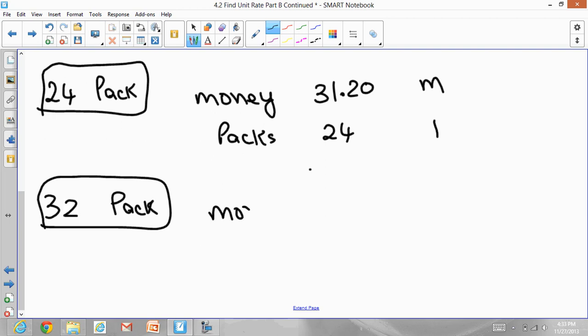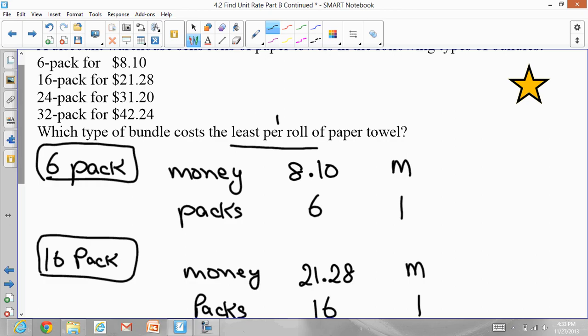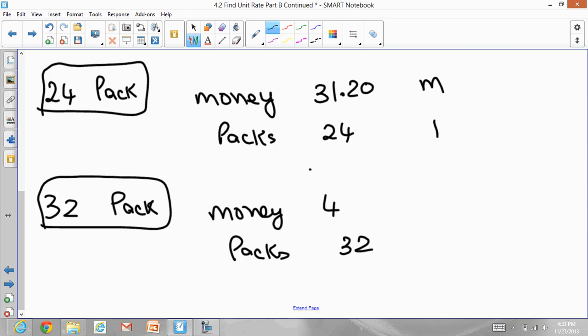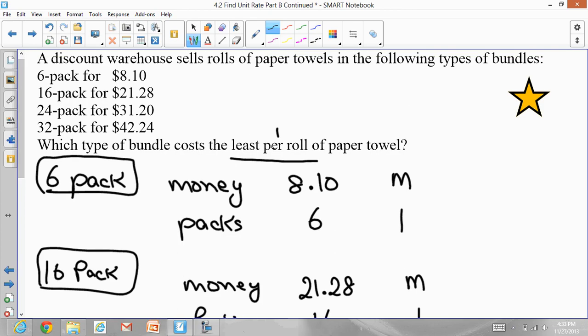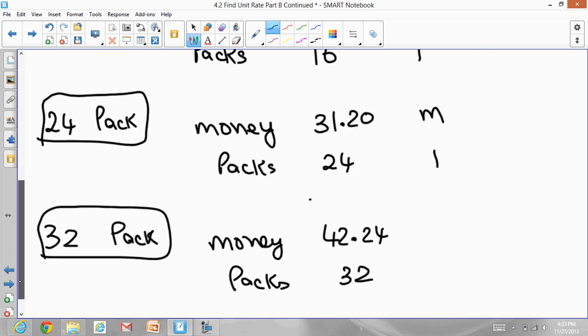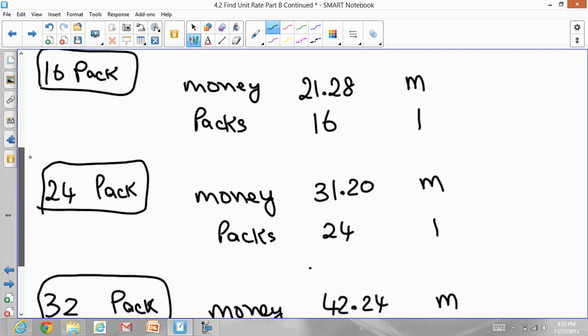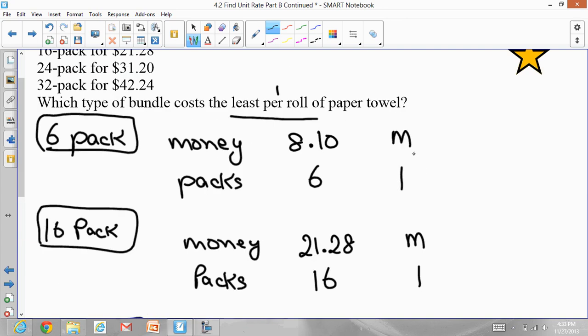So once again, money and packs. So 32 packs. Let's go back and find the money. For the 32-pack, it will be $42.24. And now let's go to the question. They want the cost per roll. So that means instead of finding it for 32, they want me to find it for 1. Since I want to find it for 1, my last one is missing. I'm going to write it as M, which stands for missing. Now let's go for our calculations. So this one is straightforward.